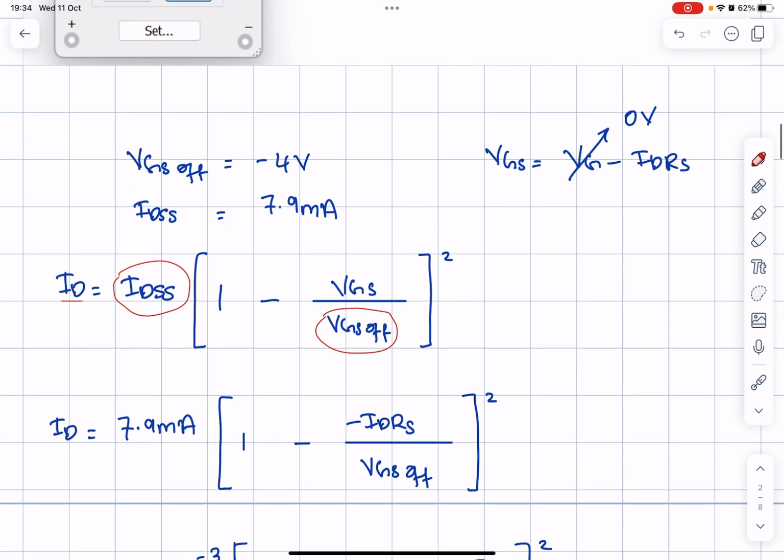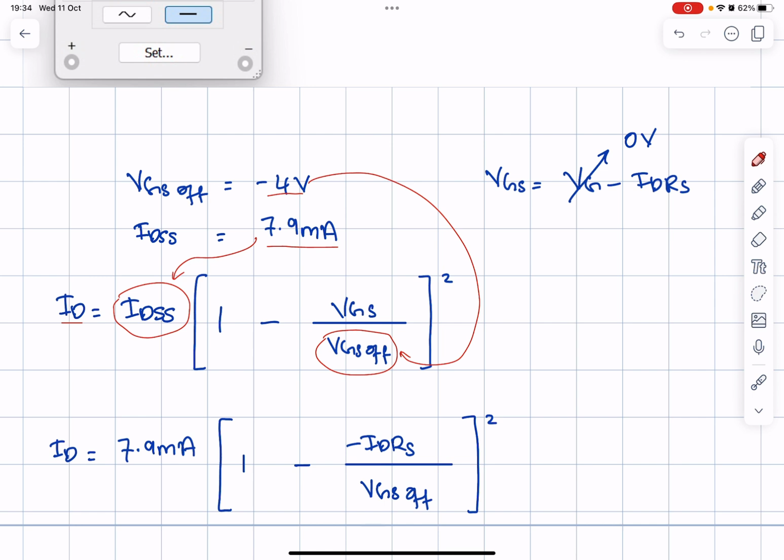Since you already obtained the VGS off equal to minus 4 volt and the IDSS equal to 7.9 milliampere, you can insert all this information to here, and then this one to here. As you know, in self-biasing, VGS is equal to VG minus IDRS. Since VG is equal to 0 volt, then VGS is only equal to minus IDRS. That's why, as you can see here, the VGS is equal to minus IDRS.